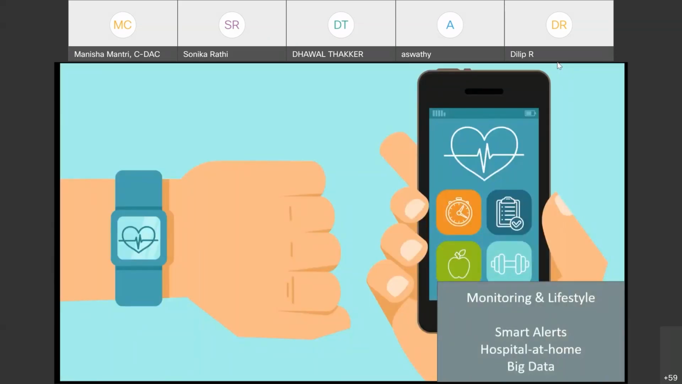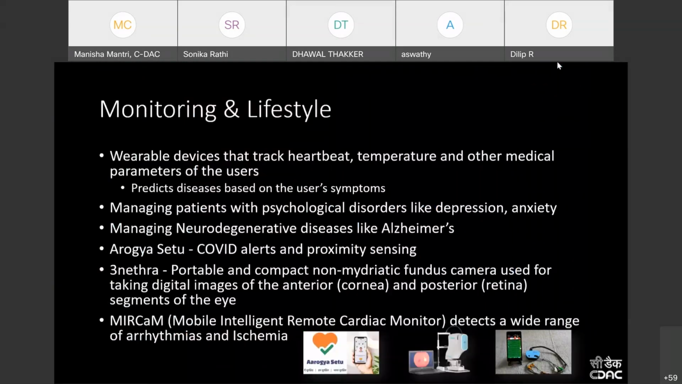The next field is monitoring and lifestyle, and everyone knows it. We have smart devices, the hospital at home concept that I talked about. We have a lot of big data. So here, as an example, I would directly talk about Arogya Setu, where COVID alert and proximity sensing is happening. So it's all happening with MIoT, I would say, medical Internet of Things.